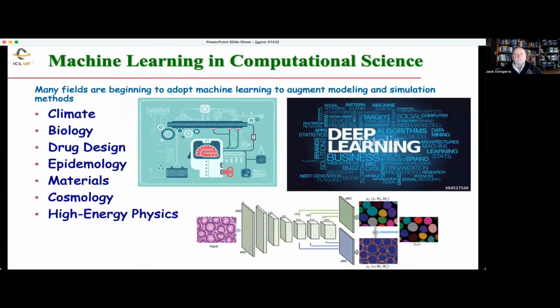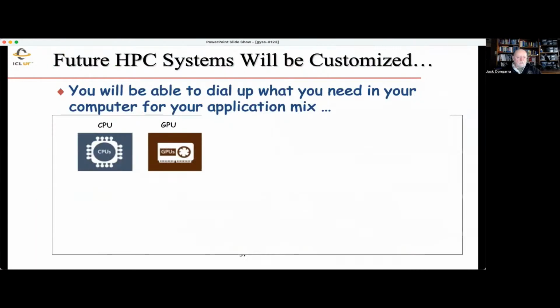So machine learning is important. It's a vital part of computational science. It's a tool that computational scientists are using, and we see it being used in many areas: climate modeling, biology, drug design, materials, high energy physics are all using machine learning today to help drive their understanding. So today we see supercomputers being built with commodity CPUs and GPUs. And the question might be, what happens in the future?